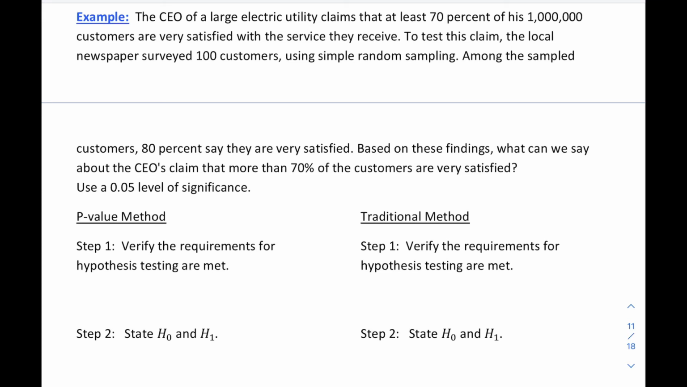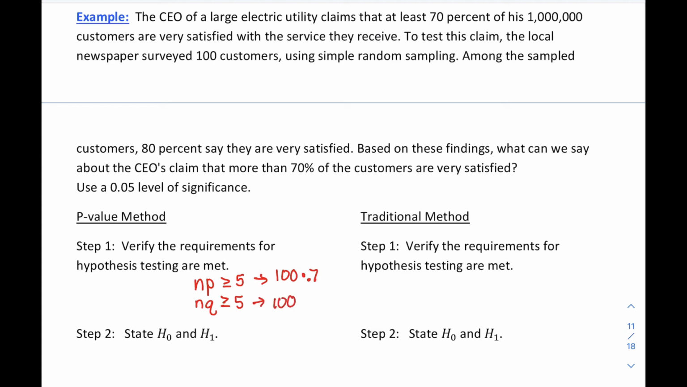Okay, we're going to do one all the way through and compare our two methods. So we've got a CEO of an electric utility company claiming that more than 70% of his customers are satisfied with their electric service. Before we start, we need to verify that we can actually do this hypothesis test. So using either method, we need n times p to be greater than or equal to 5 and n times q to be greater than or equal to 5.